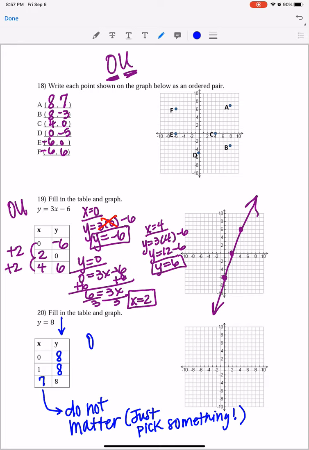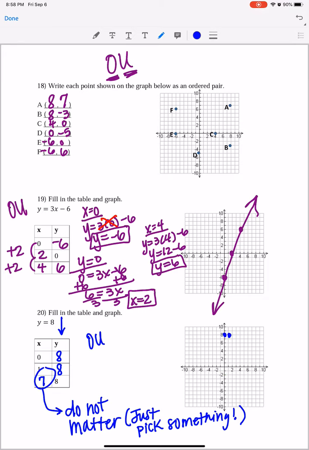So 0, 8, you show U. We're going 0 up, 0 over, side to side. And then 8 up or down, in this case, up. So from the origin, we're going 0 left or right. Then 1, 2, 3, 4, 5, 6, 7, 8 up. Okay, 1, 8. 1 over, side to side, 8 up. From the origin, 1 over, 1, 2, 3, 4, 5, 6, 7, 8 up.